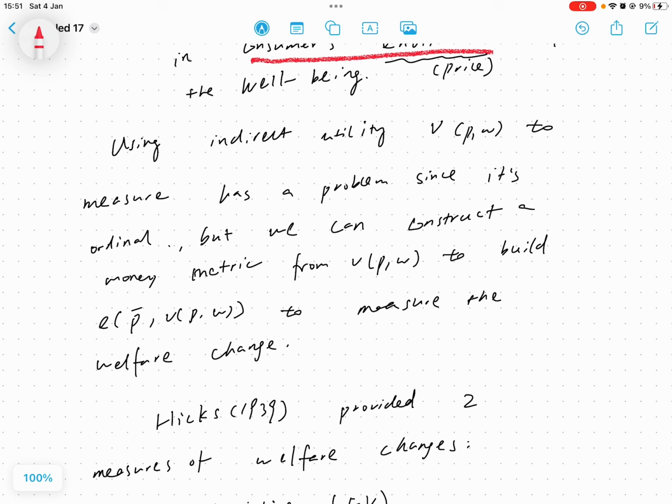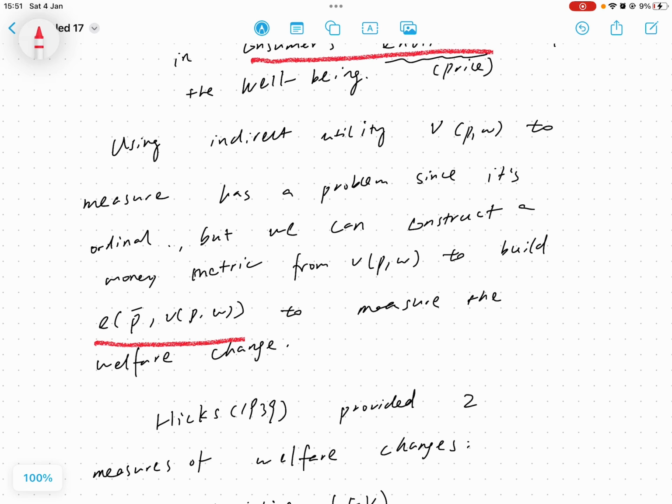So it might be better to construct alternative metrics which are not ordinal but cardinal. Something very natural to use is a money metric, which will be our expenditure function. Taking this V into the expenditure function E, it represents money. Then we can compare across different money expenditures to help us measure the welfare changes.